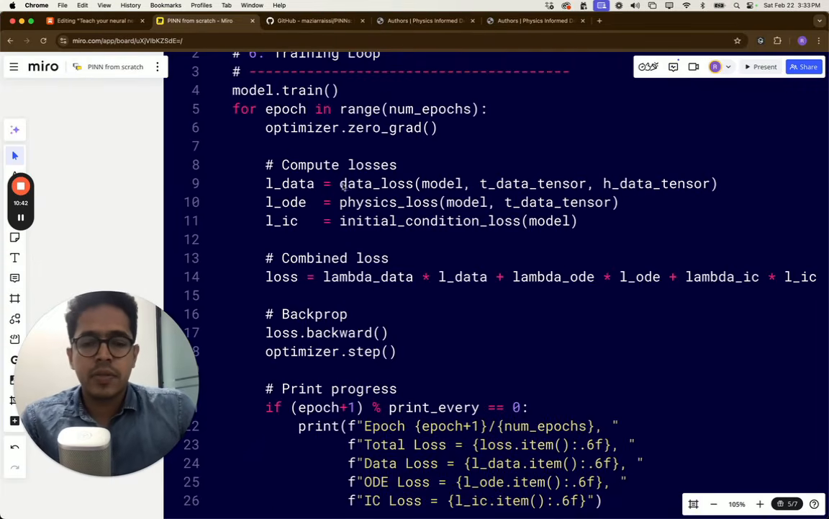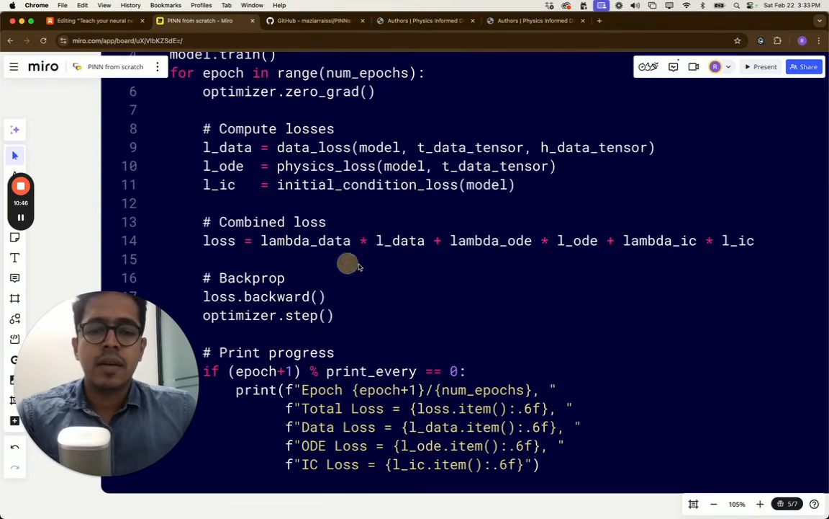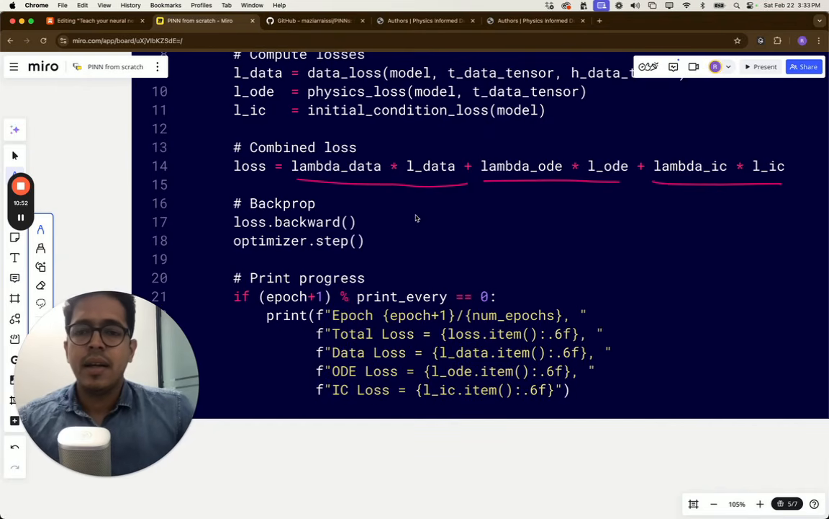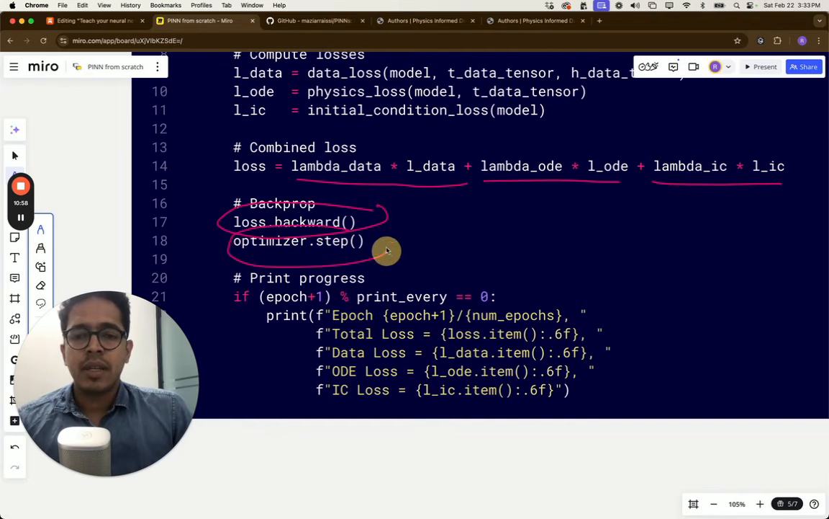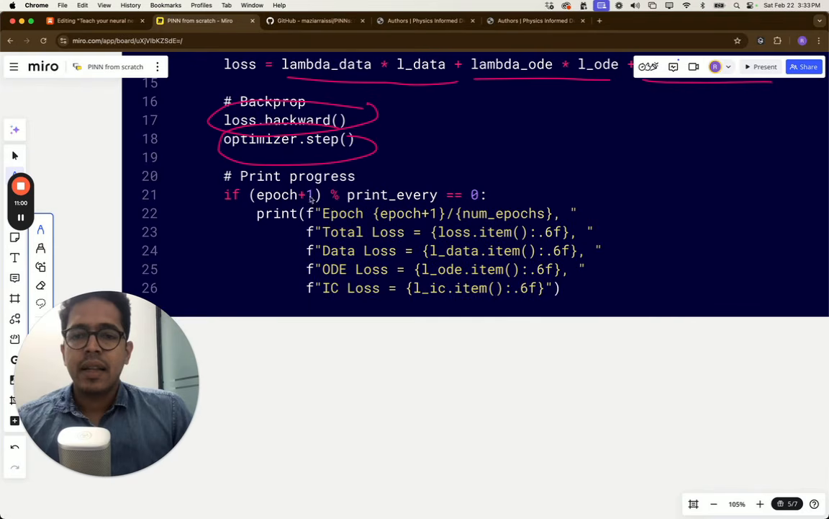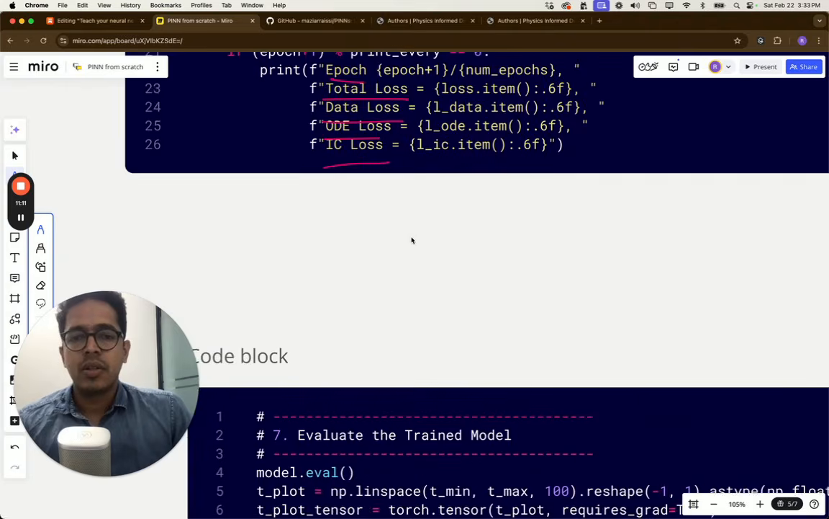Calling the loss functions individually, then the combined loss is lambda 1 times loss due to data, lambda 2 times loss due to ODE, and lambda 3 times loss due to initial condition. Once the loss is calculated, we perform backward propagation using the optimizer, Adam. Then once in every 200 epochs, we will print the total loss, data loss, ODE loss, initial condition loss, and also the epoch number. So this we'll be printing.